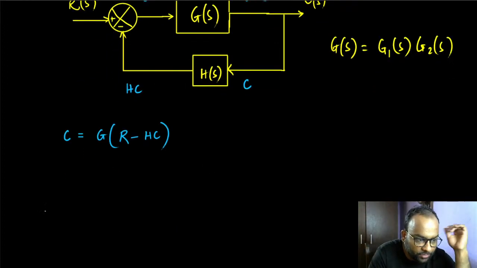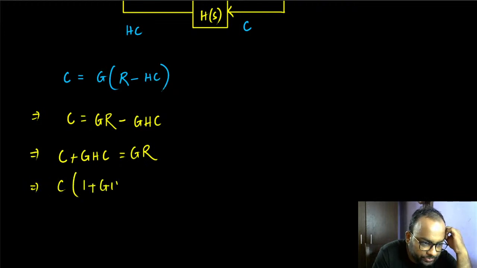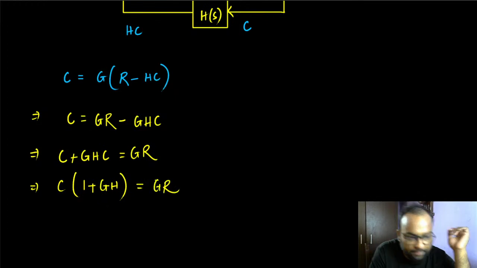Of course we can now do simplification on this, and we can write down that C is equal to GR minus GHC. Out of this we can bring this term to the left hand side, and that way we have C plus GHC, and that becomes GR. Now we can factor out this C, and I have 1 plus GH, and on the right hand side I have GR.